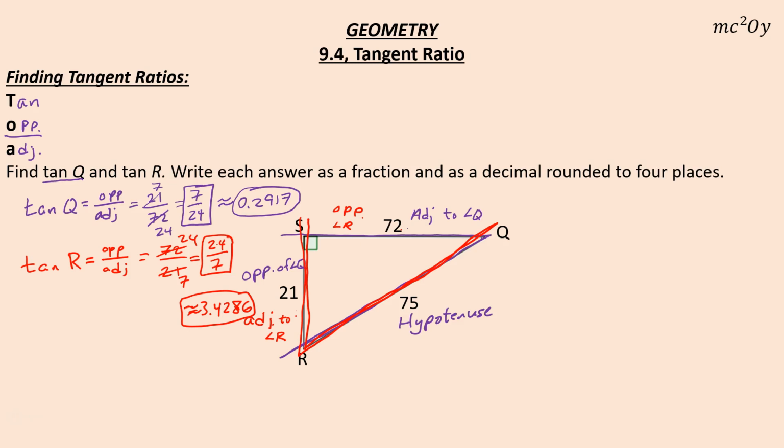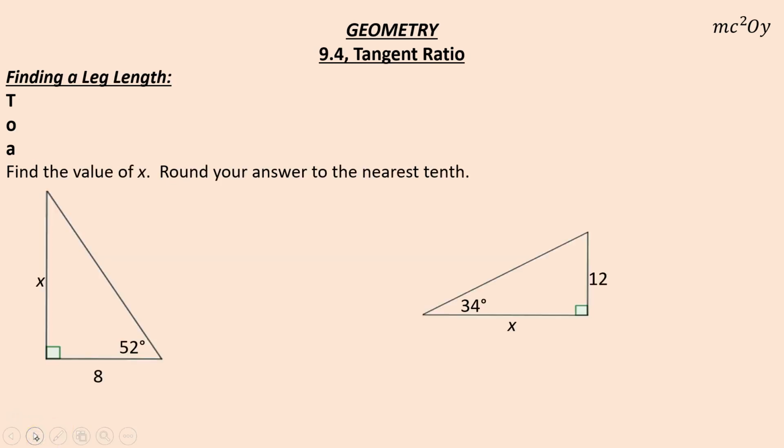Okay, the time we actually use the tangent button on our calculator is when we're finding values of a side length. So let's move and utilize that ratio in a different way. Okay, so remember, TOA means tangent is opposite over adjacent.